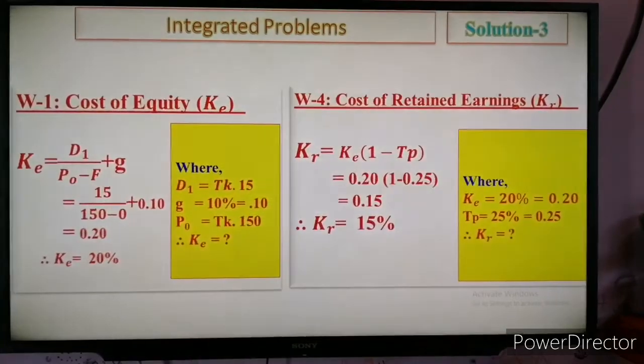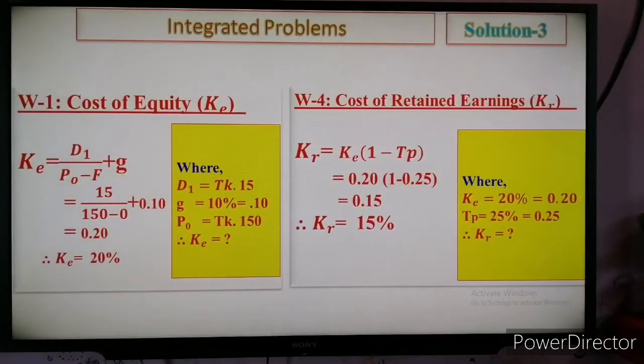In the question, we have personal tax rate 25%. And we know when we determine KE, we don't have any flotation cost. According to rule 3, if there is personal tax rate given in the question and there is no flotation cost given in the cost of equity, then we have to follow the formula KR equal to KE (1 minus TP). Applying the formula from the data, we have found 15%.